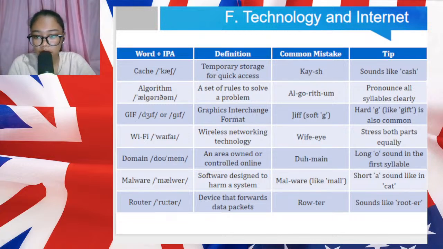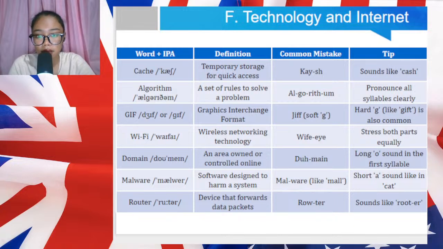All right. Next, we have malware. Again, malware. Malware is a software designed to harm a system, so this is not good. The common mistake is people say it is malware. Again, malware, that is not the correct sound. That is not how you pronounce the first syllable.